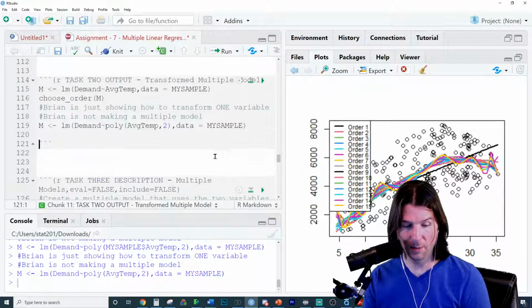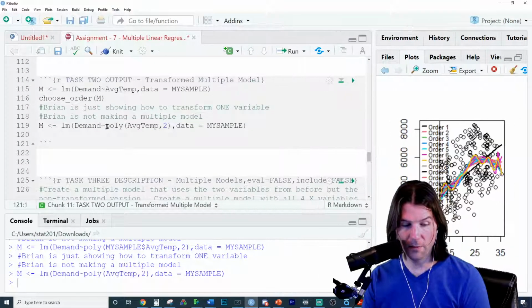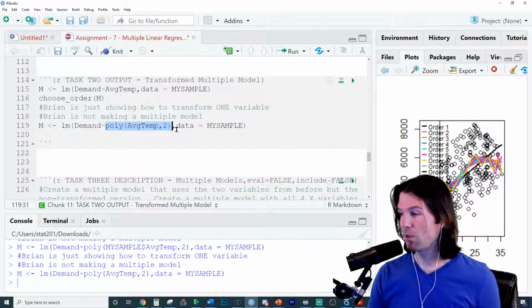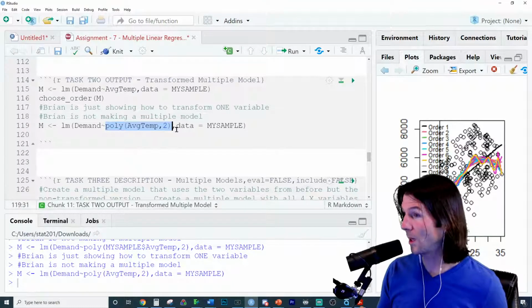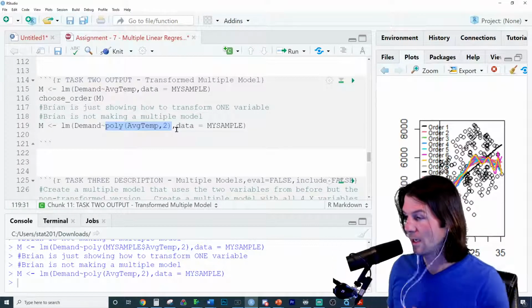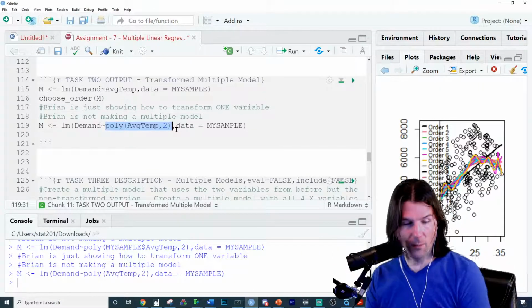Let me zoom in on it so we can see a little bit better. You're running the poly function inside of here on the variable average temp, taking the second degree polynomial of it. And so you won't actually have to transform it there. It can be used in the model with a higher order polynomial, which is kind of transforming it. I just stored it to make the code more organized. It might work that way.